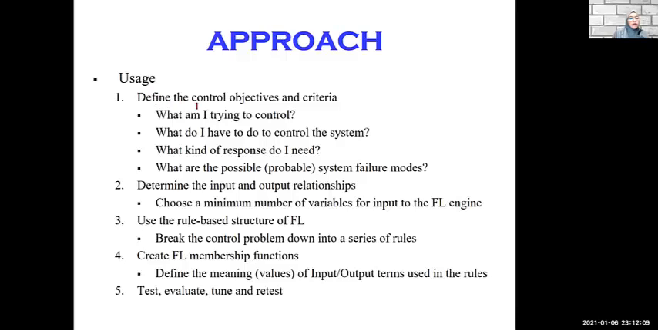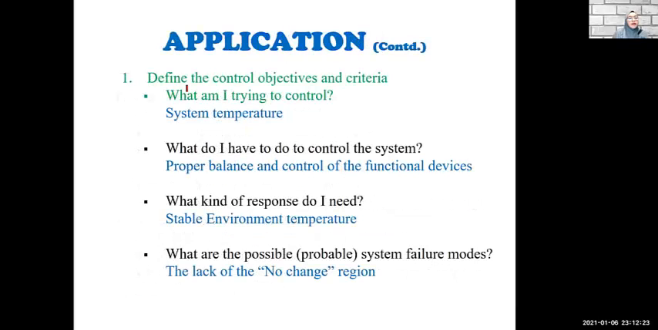So the usage is: define the control objective and criteria. What am I trying to control? What do I have to do to control? What kind of response do I need? What are the possible system failures? So this is the first step: define the control objective and criteria.